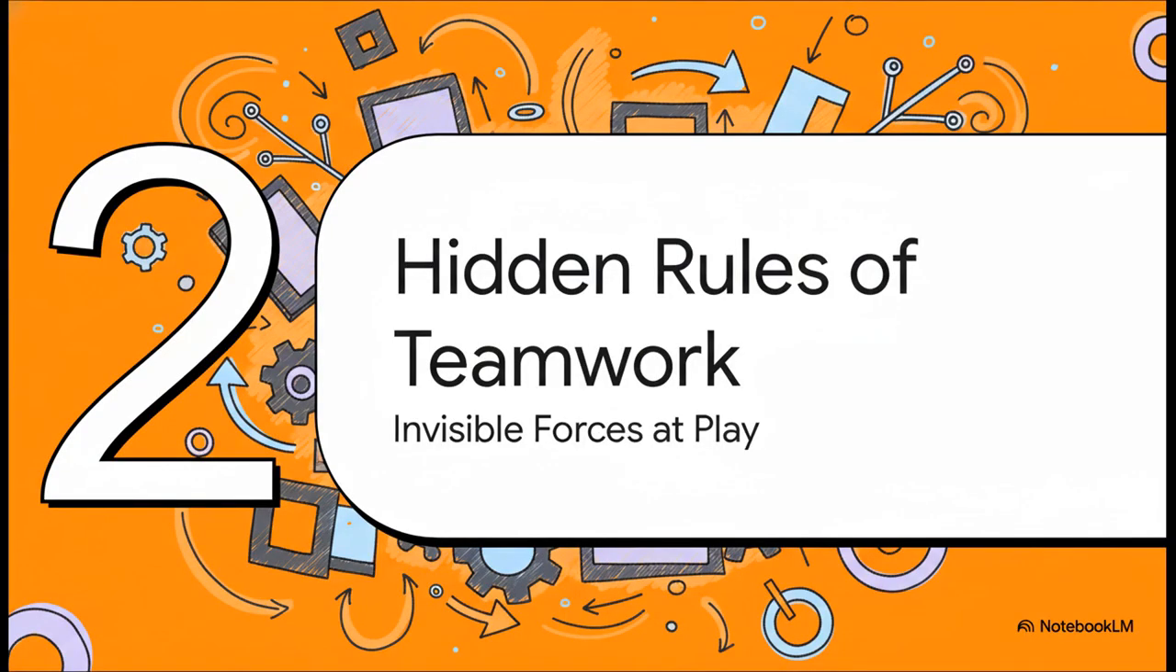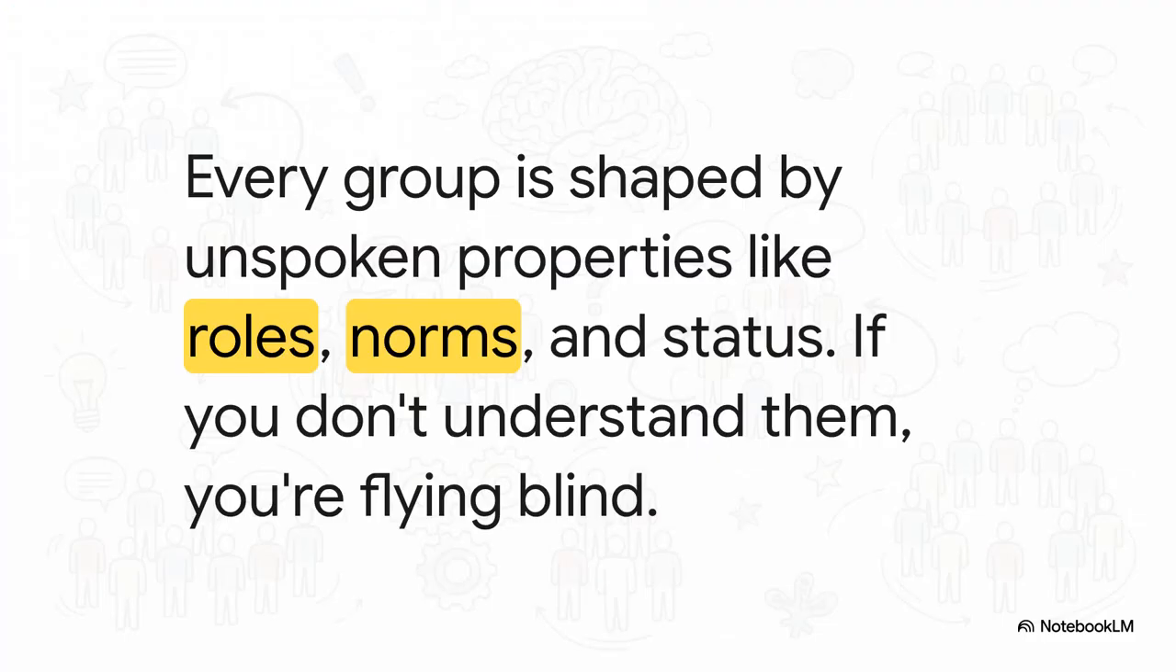Now this is where it gets really interesting. The moment a group forms, it's not just a blank slate. It's immediately run by a set of invisible forces, these unspoken properties that shape every single conversation and decision. You can think of these as the group's DNA. Roles are what's expected of you based on your position. Norms are those unwritten rules about what's cool and what's not. And status is the pecking order. If you don't understand these forces, you're basically flying blind.